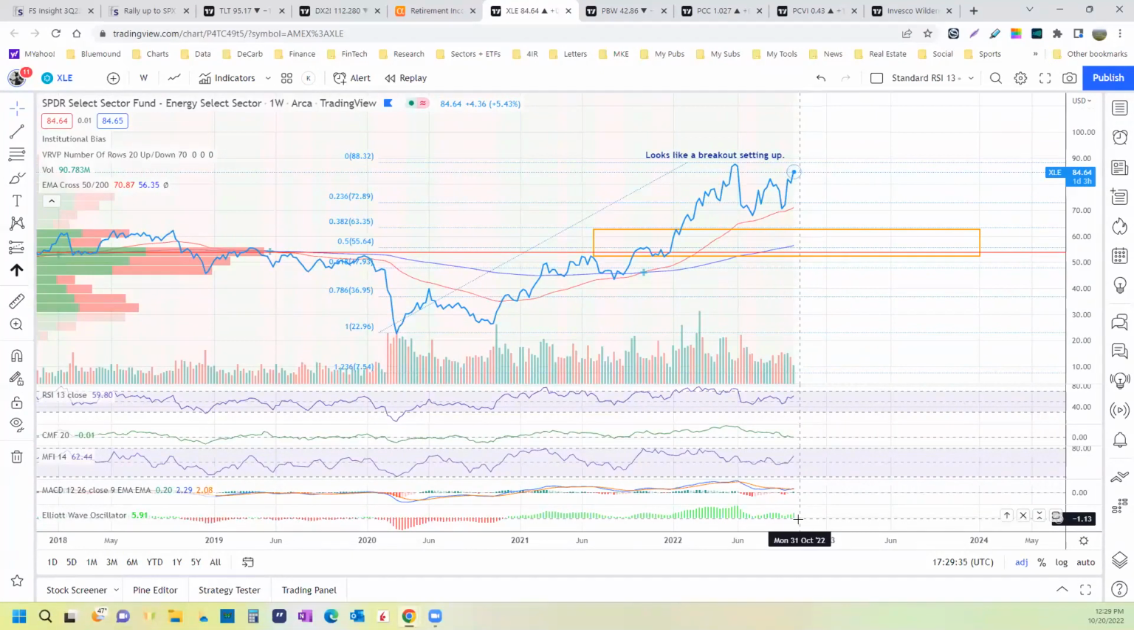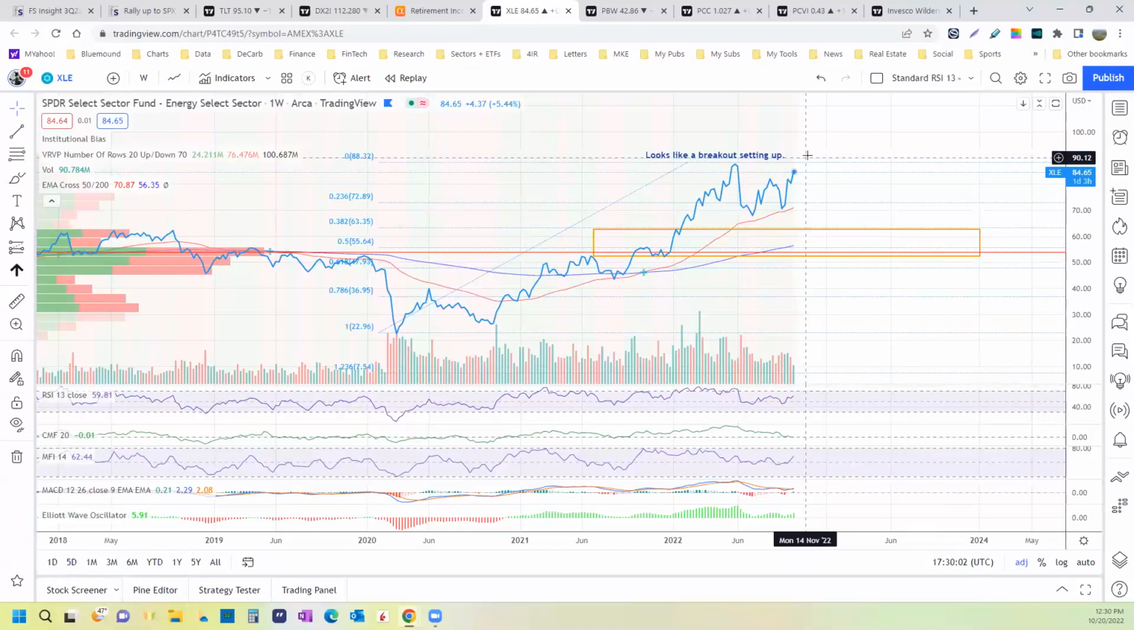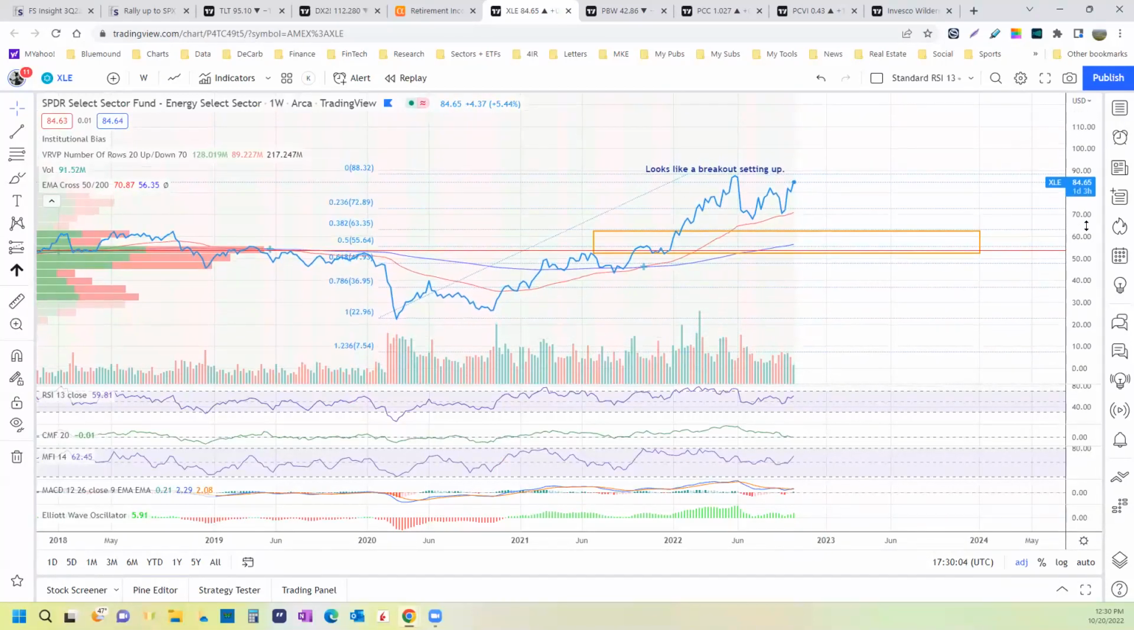Elliott wave oscillator is positive, but not super pushed. Relative strength index is not overbought, right? Money flow index is not overbought. MACD is just starting to cross over down here, right? Just crossing over. I think this is going to break out. You're going to see XLE over 100.